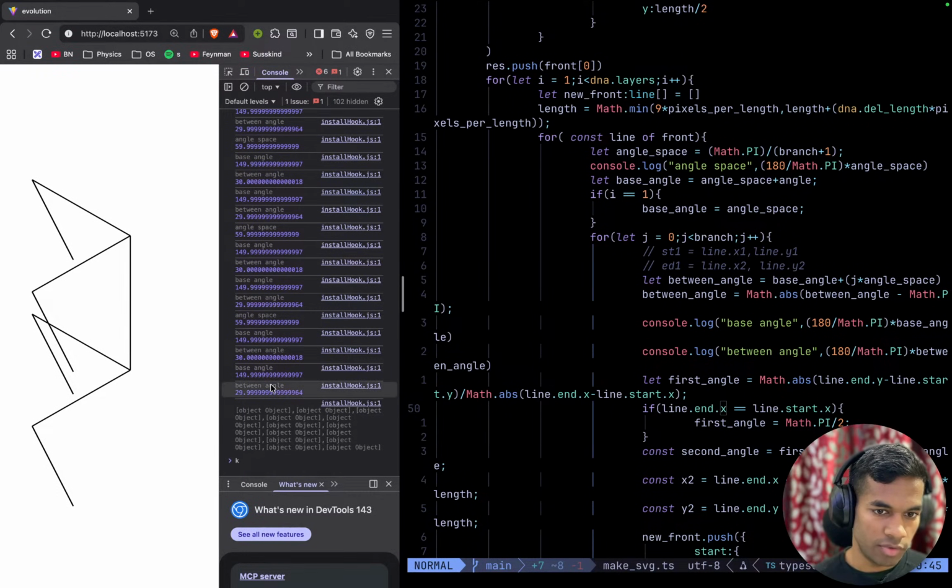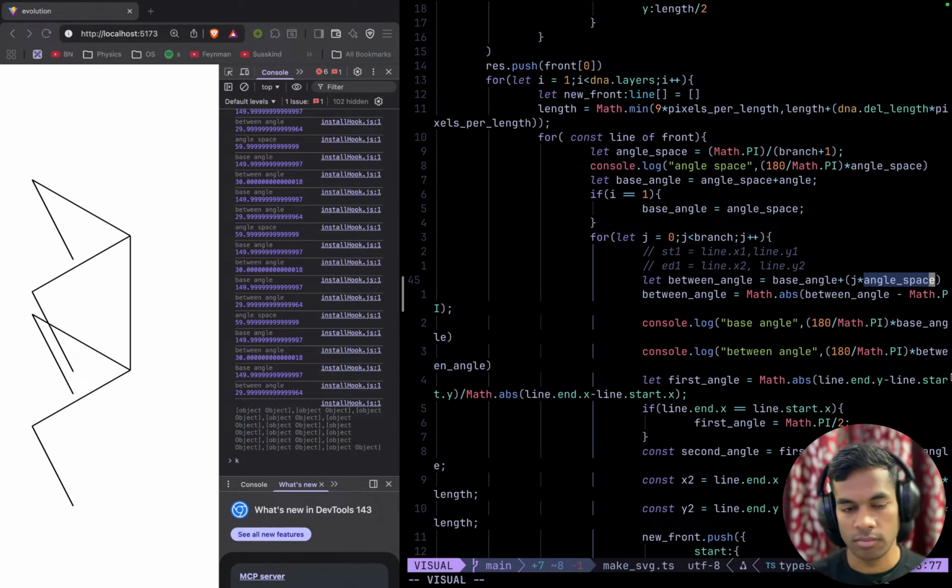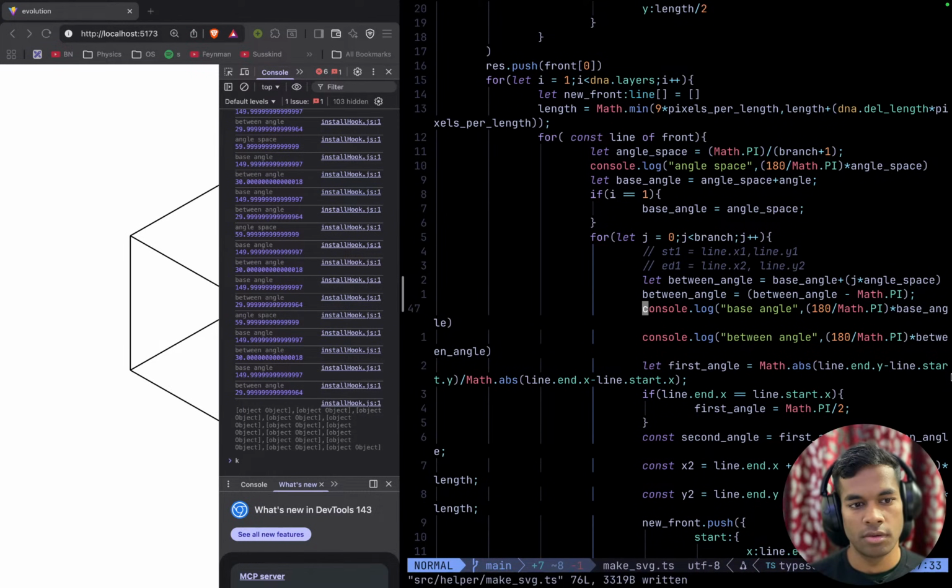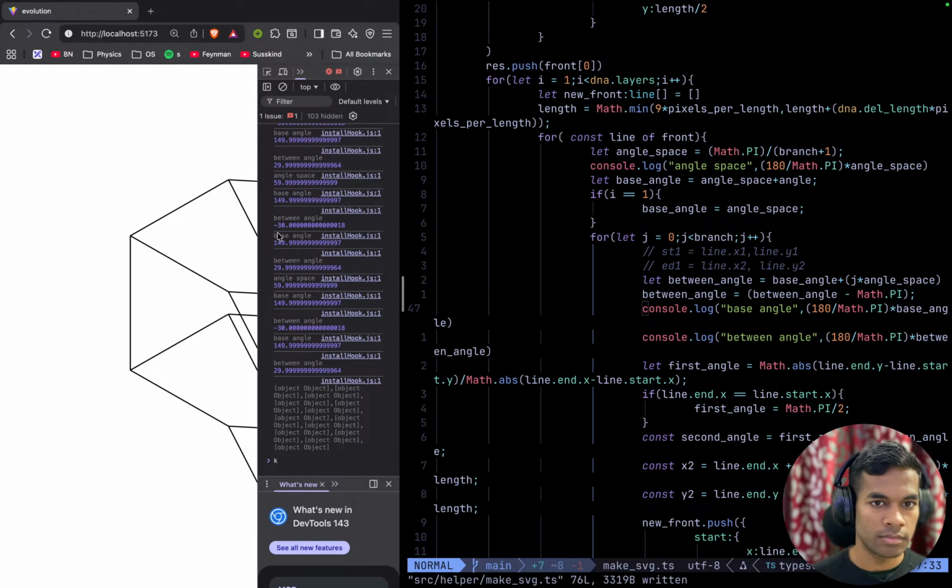This angle is the angle between two lines, and why is this only changing a little bit even when angle space is a big number, because I'm subtracting pi from this. No, that might actually be what now? Okay.